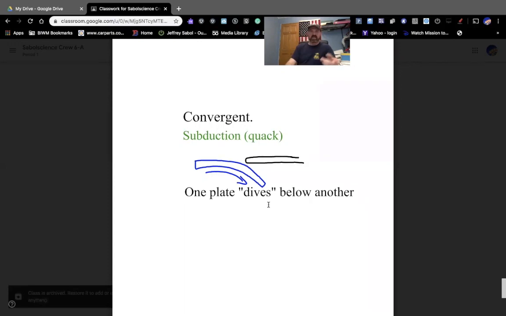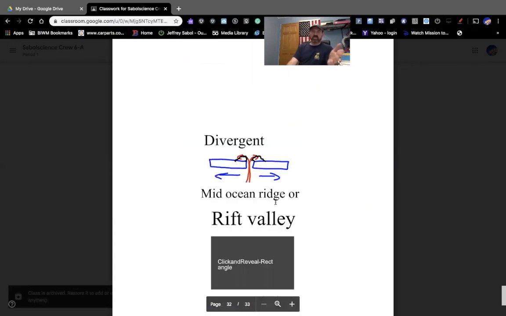All right, guys. Divergent plate boundary makes a mid-ocean ridge or a rift valley, okay? Mid-ocean ridge or a rift valley. It pulls it apart.